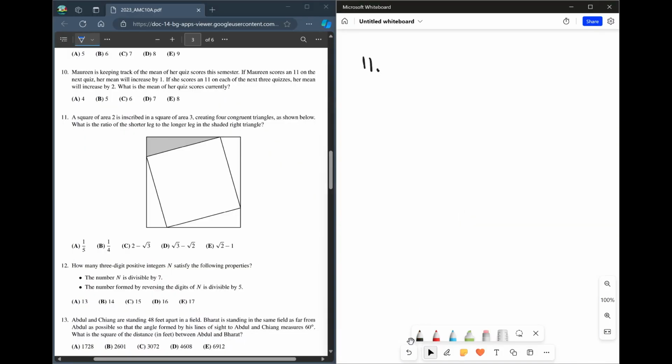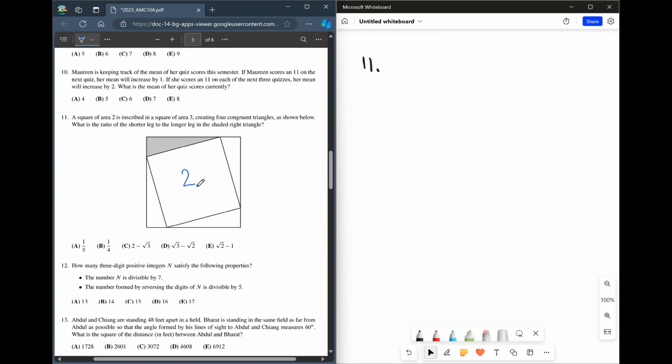In this video, we're going to be explaining problems 11 through 15 on the AMC 10A. So here they are. Problem number 11. A square of area 2 is inscribed in a circle of area 3, creating four congruent triangles as shown below. What is the ratio of the shorter leg to the longer leg in the shaded right triangle?